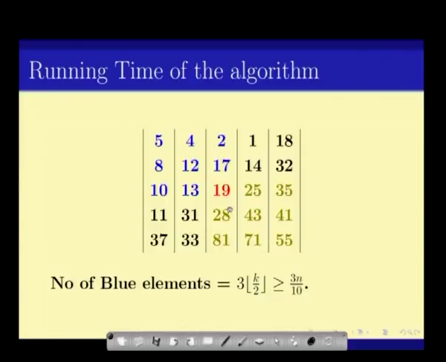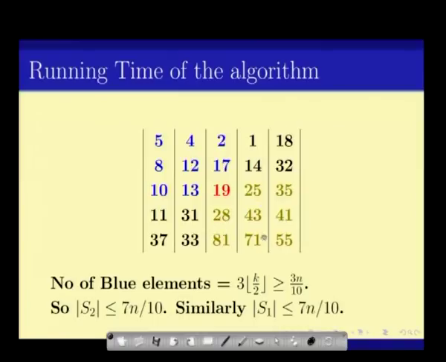Similarly, the number of these green elements will be 3n over 10. Now, once the number of blue elements is 3n over 10, all these blue elements must go into S1 and not in S2. So, the size of S2 must be at most n minus 3n over 10, which is 7n over 10. Similarly, the size of S1 must be less than 7n over 10.